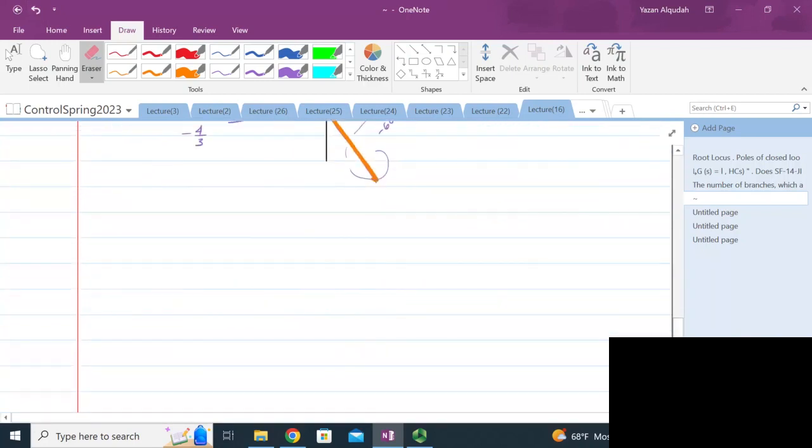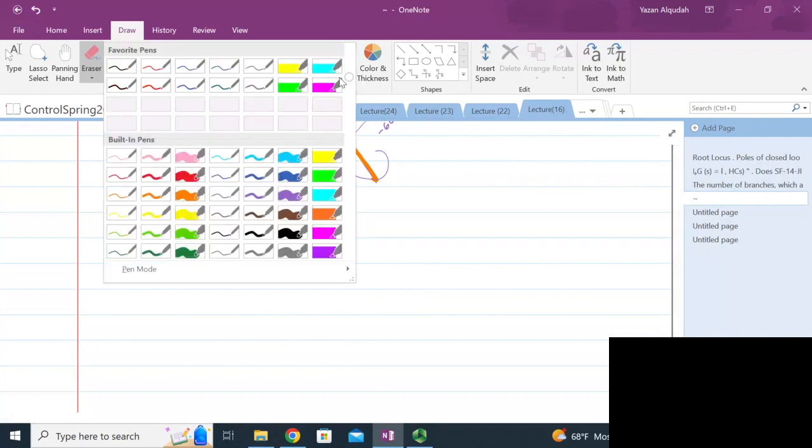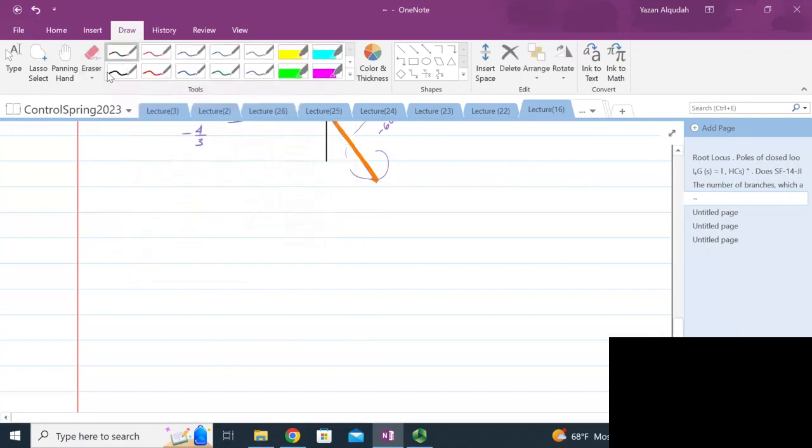Honestly, it's probably one of the most fun things to do, to plot the root locus. I'm not using MATLAB. Okay. And after we finish all the rules, if you're ever bored, you can challenge MATLAB. Try to plot the root locus and try to do it faster than MATLAB.